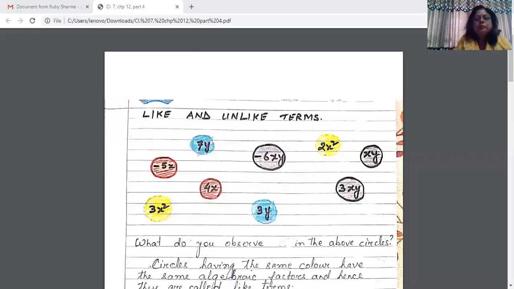Today we will be doing like and unlike terms. So if you've understood the algebraic factors of each term properly, this won't be very difficult for you. So just see here, like and unlike terms.